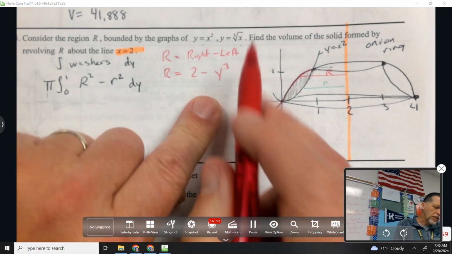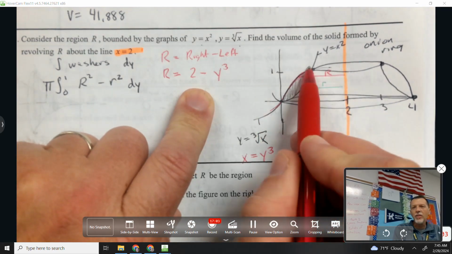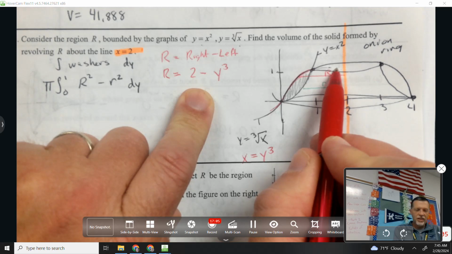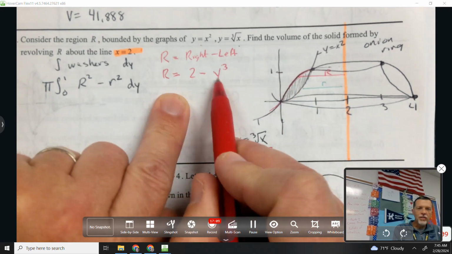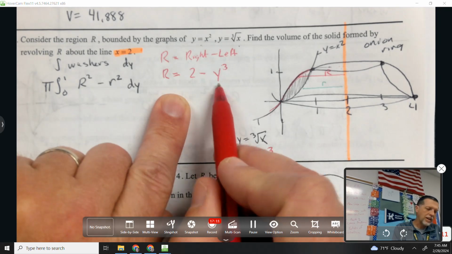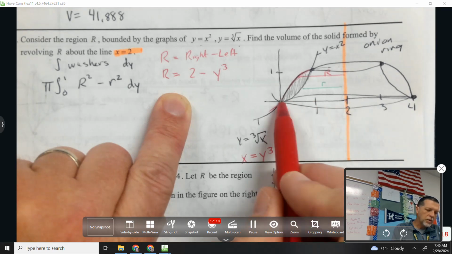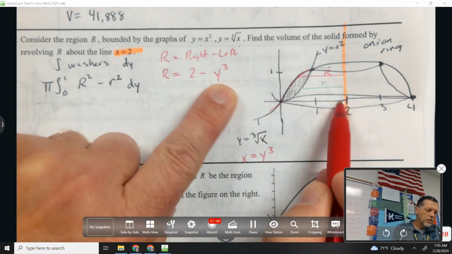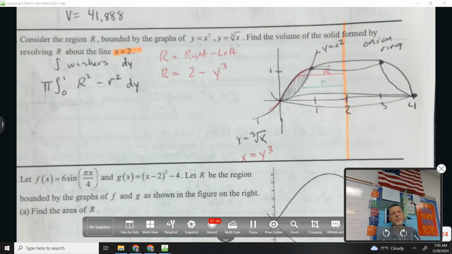We didn't do this on the last one, but you can always check these. Basically, at the top, I can tell that my radius should be 1. So if y is 1, r should be 1. 2 minus 1 cubed is 1. So I like that. At the bottom, r should be 2. So when y is 0, r is 2. Okay, so that checks out at least at the top and the bottom. That gives me some confidence that I got it right.